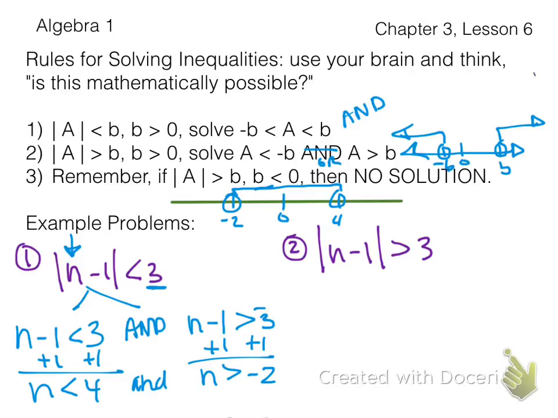So let's do one more here. Let's see here. So we're going to have n minus 1 is greater than 3. Well, since this is greater than b, and b is greater than 0, this is going to be an OR statement.